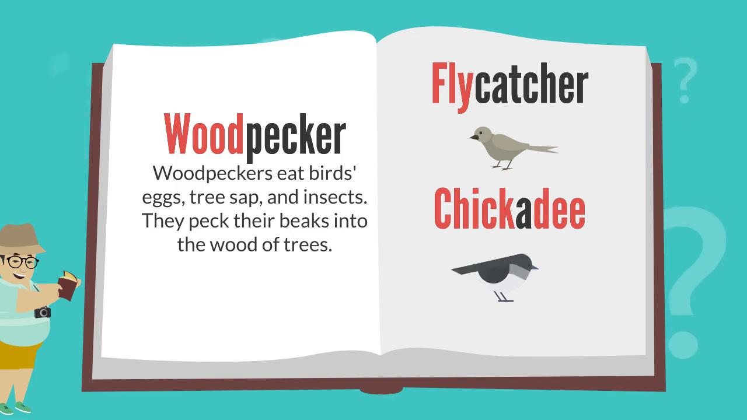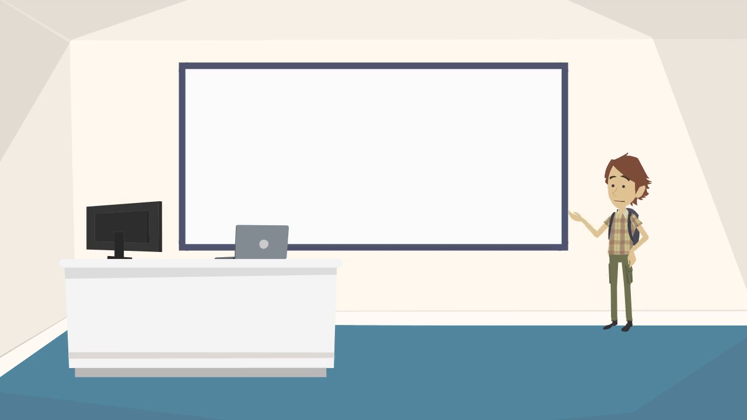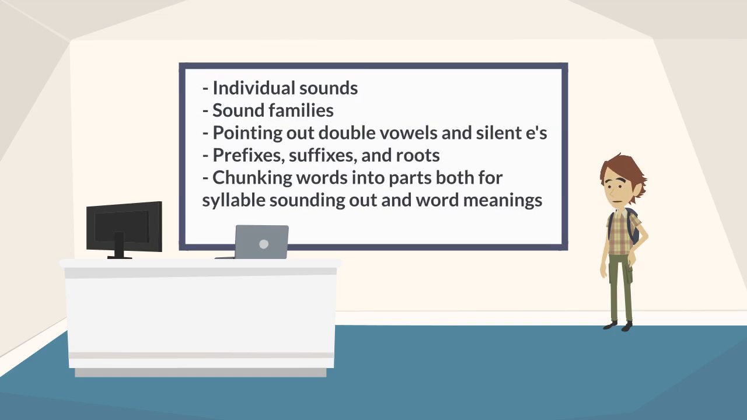In this video, we've covered all the ways to support decoding in less than 2 seconds while you're reading a content text. We can point out sounds, reference other words from the same sound family, point out double vowels, and the silent E. And we can ask students to think about syllable breaks and word parts like prefixes and root words.